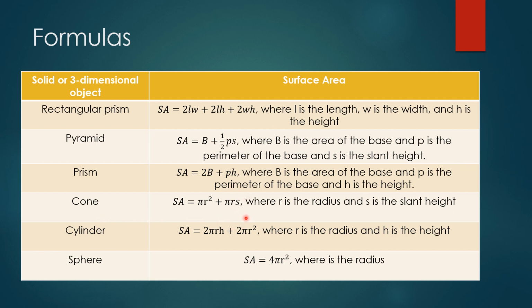Cone, we have slant height again. Cylinder is pretty much just 2 pi r h plus 2 pi r squared. And then the sphere is 4 pi r squared. Let's go ahead and do some practice problems.